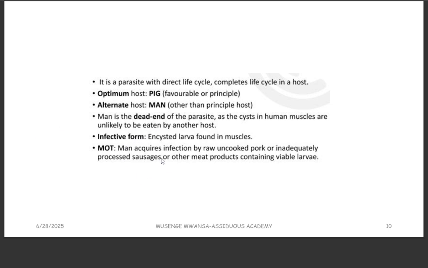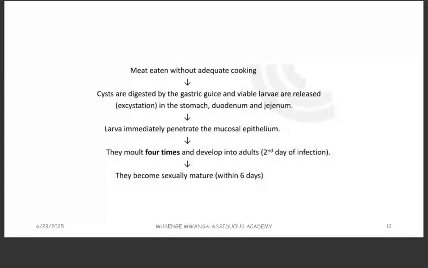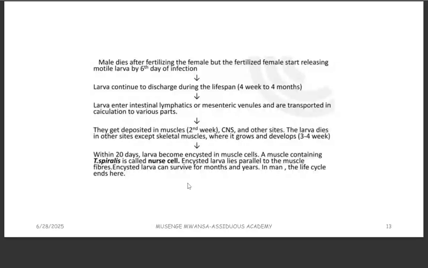The mode of transmission: man will acquire the infection by raw, undercooked pork or inadequately processed sausage or other meat products containing the larva. Okay, so meat is going to be eaten without adequate cooking. The cysts are going to be digested by the gastric juice, and the viable larva are going to be released in the stomach, the duodenum, and the jejunum. The larva immediately will be able to penetrate the mucosa epithelium. All right, and then they are going to molt 4 times. They are going to divide 4 times and then develop into the adult, which is on the second day of infection, and then they become sexually active within 6 days.